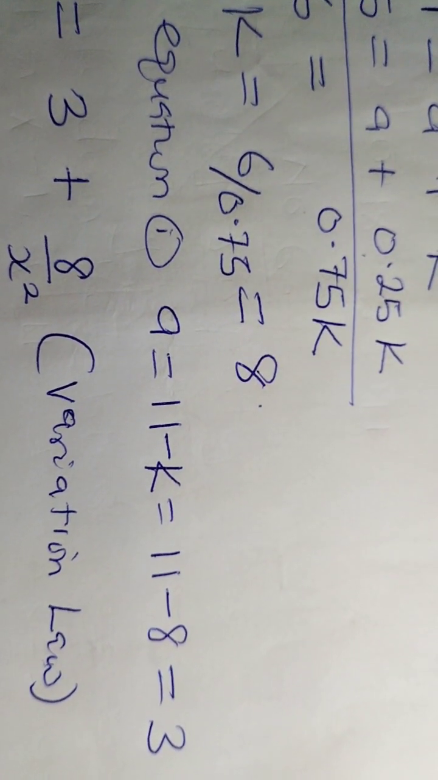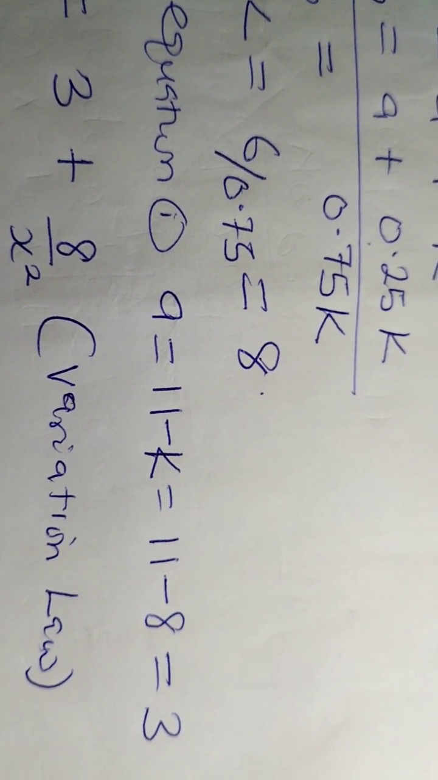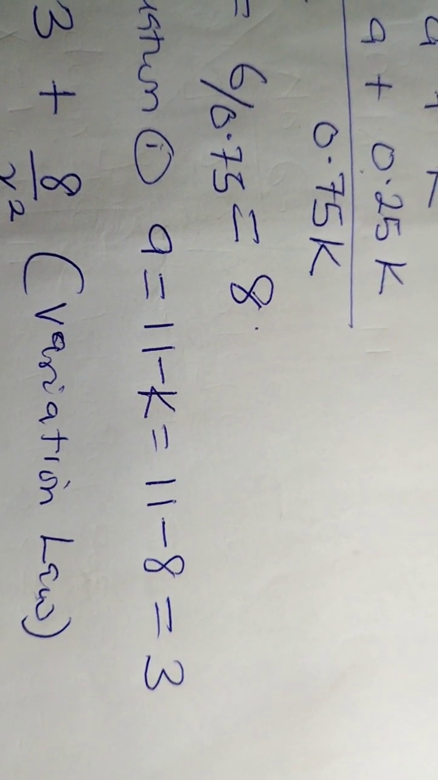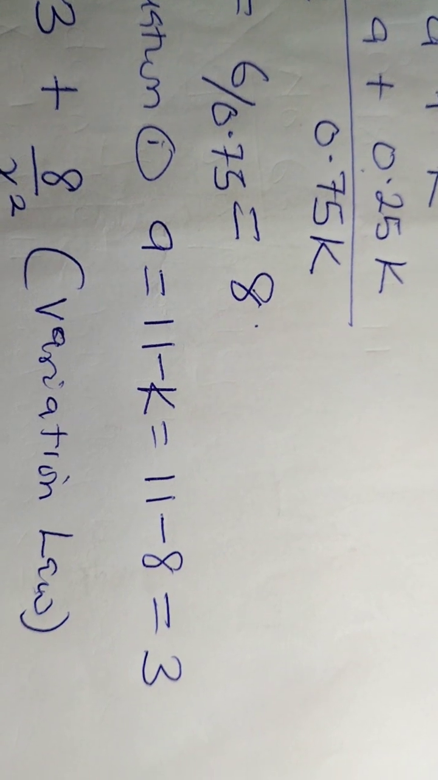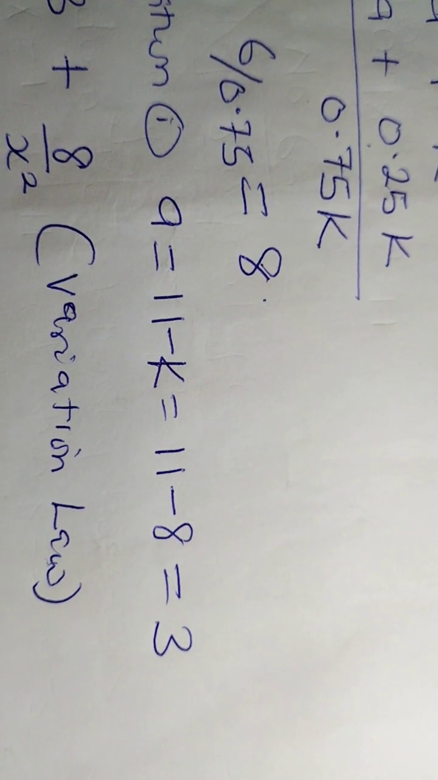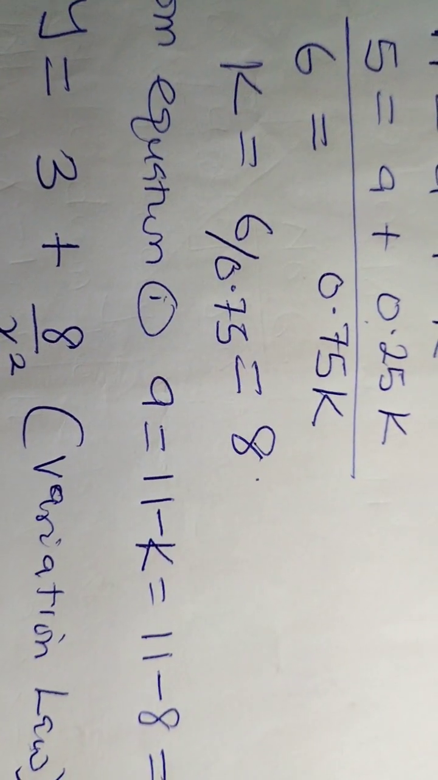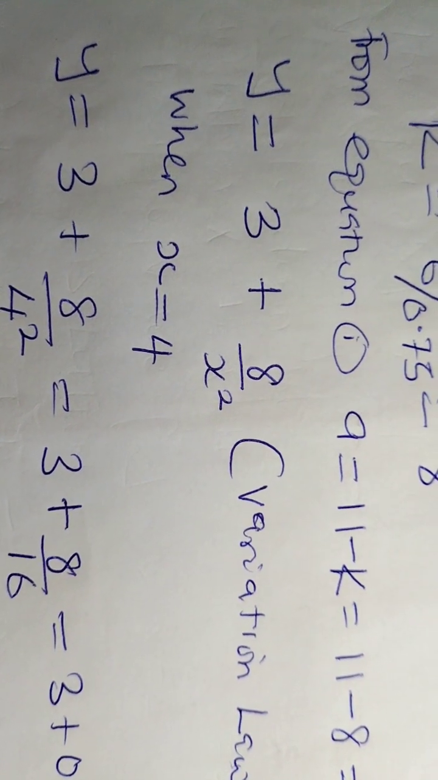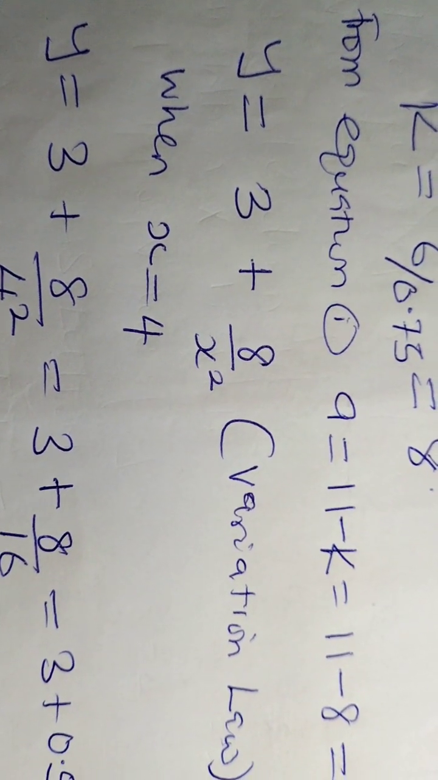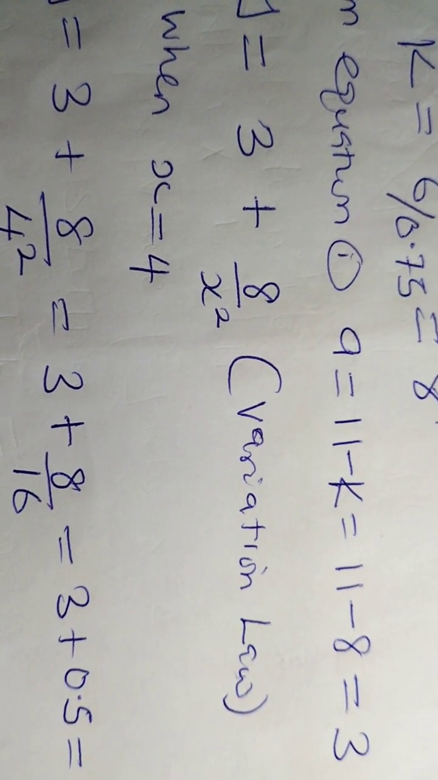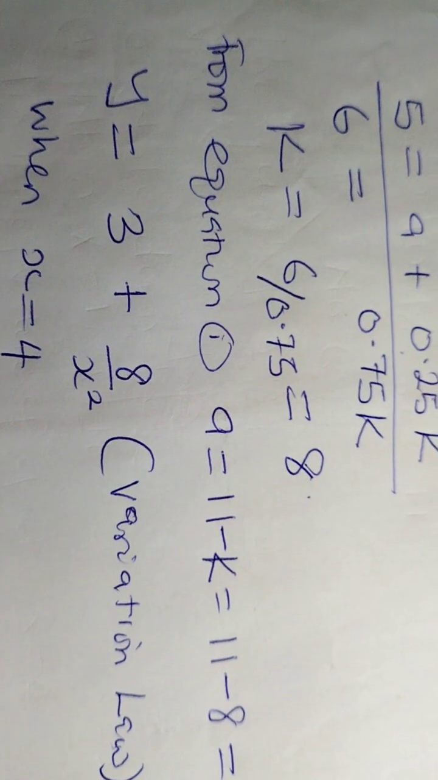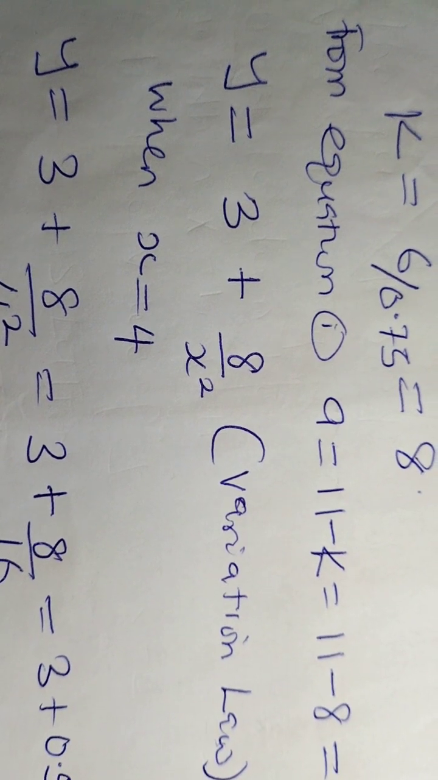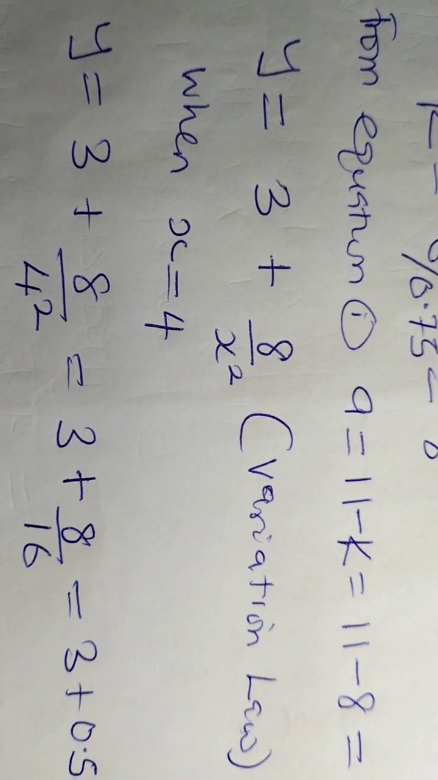Then from equation 1, we'll make A the subject, so A becomes 11 minus K. And since we're getting K as 8, we'll now have A equal to 11 minus 8, that gives you 3. So the constants are A is 3 and K is 8. We'll go back to the variation equation, replacing A with 3 and K with 8, and we'll have Y equal to 3 plus 8 over S squared.